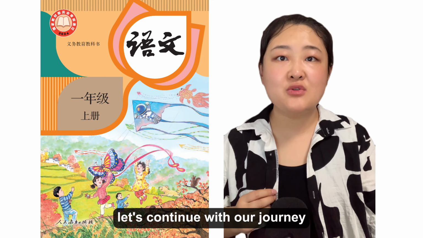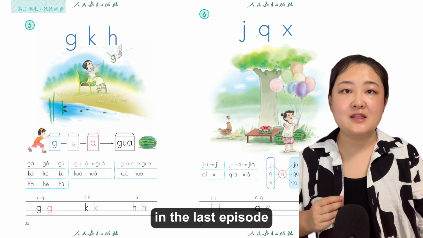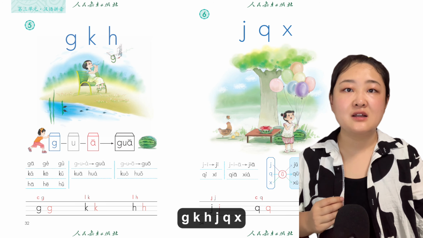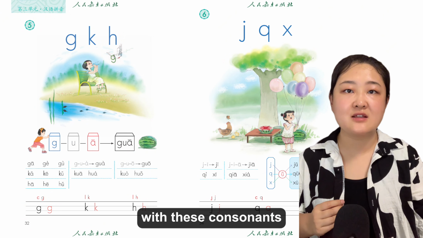Hello guys, let's continue with our journey with the primary school Chinese textbook on the Chinese mainland. In the last episodes, we learned 6 consonants, 6个声母 g, k, h, ji, qi, xi, and did a lot of spelling exercise with these consonants.